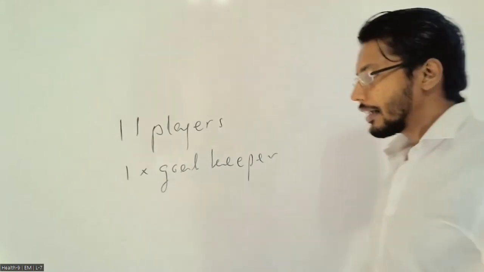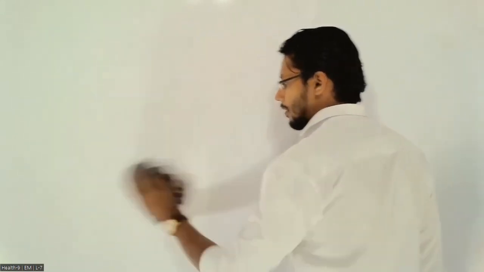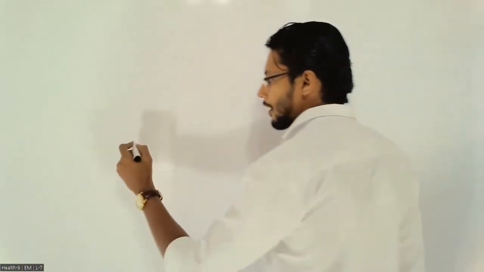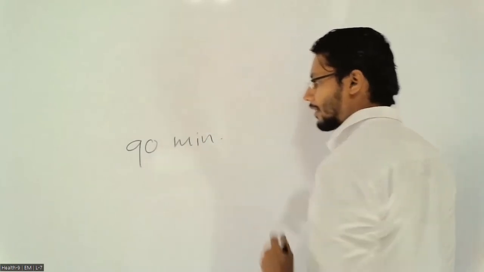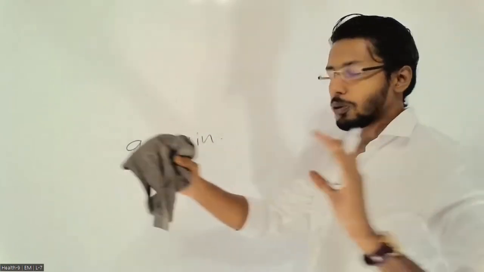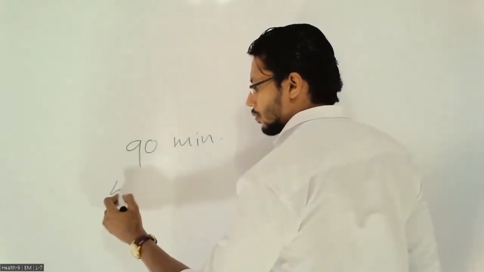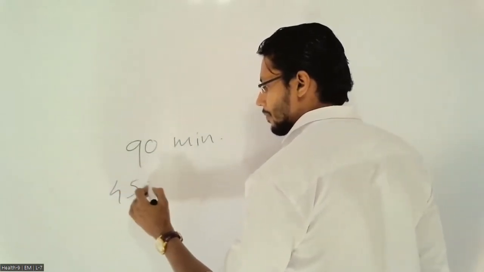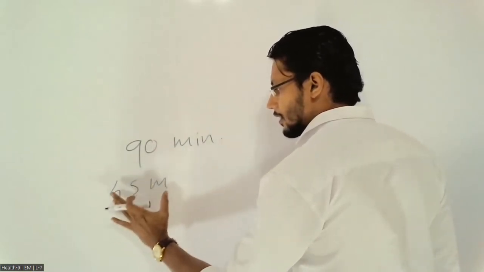Right, and the time period of this game. This game is being played within a time period of a total of 90 minutes, but it is divided into two parts of 45 minutes each. This is the first half. First half is 45 minutes.